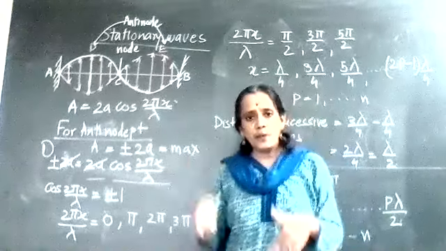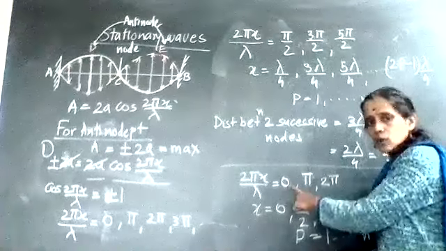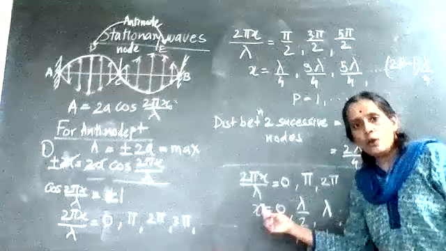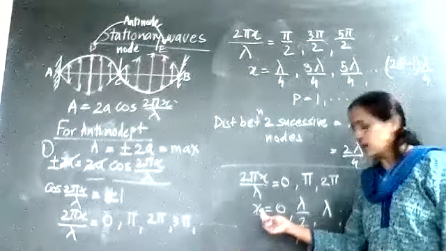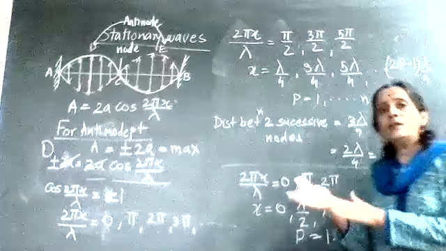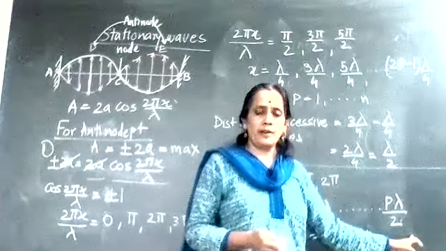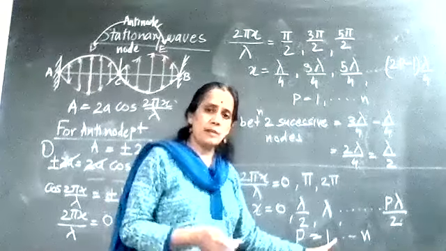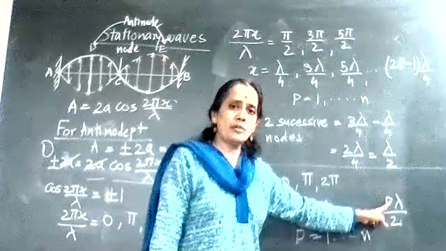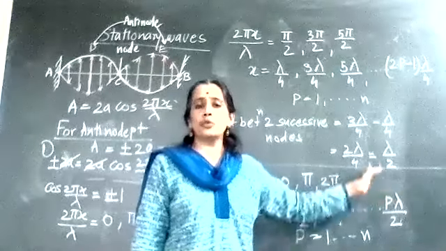To get that amplitude maximum, your theta value will be 0, pi, 2 pi and so on. And therefore, I am getting the location of antinode points. X is equal to 0, lambda by 2, then lambda, or in generalized format, I can say it is p lambda by 2. Now, p value will start from 1. Means your first antinode, p is equal to 1, so lambda by 2. Second antinode, again p is 2, so the 2 factor will get cancelled.